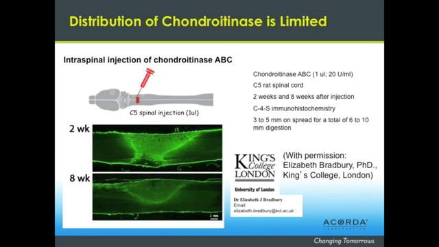And what you see is that the chondroitinase spreads for about 3 to 5 millimeters on either side of the injection. So the injections were done here, and so you see distribution both rostrally and caudally. The top image shows distribution 2 weeks after the injections, and then the bottom at 8 weeks after the injection.